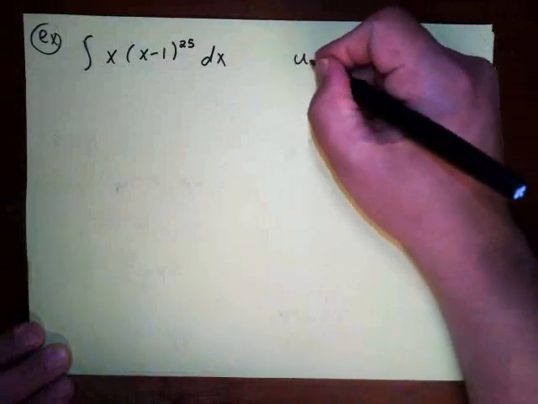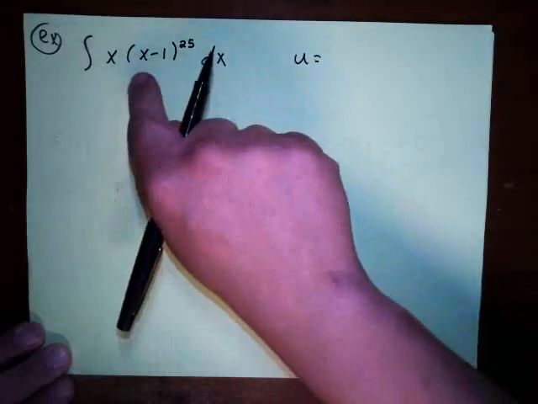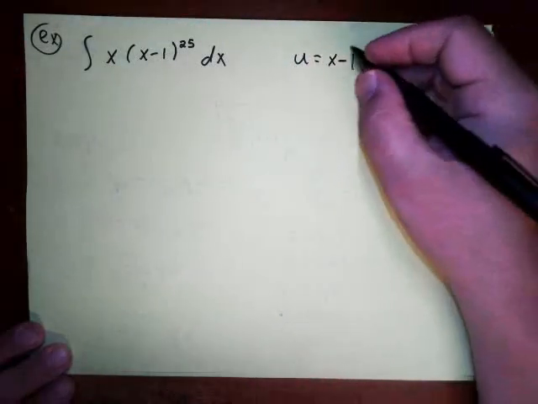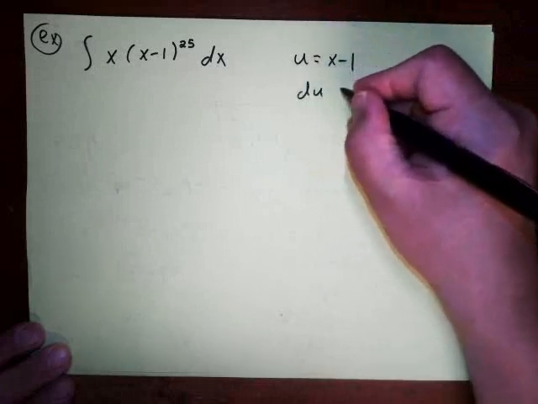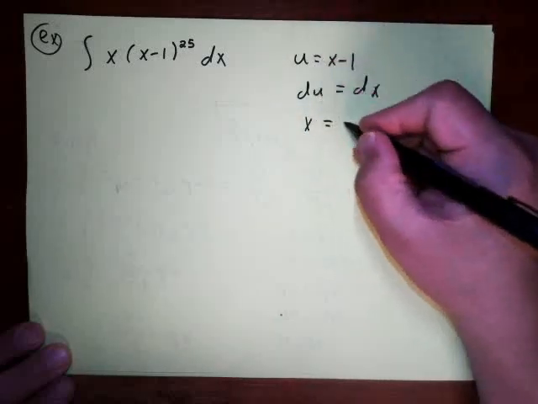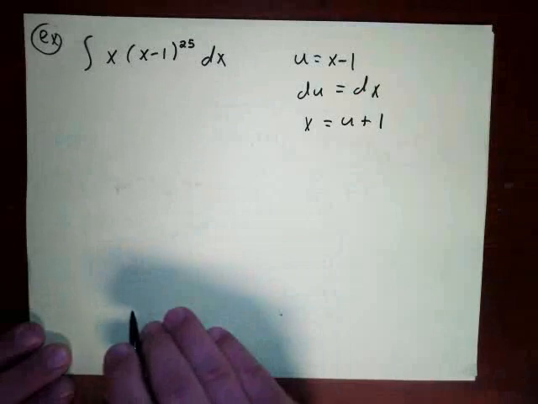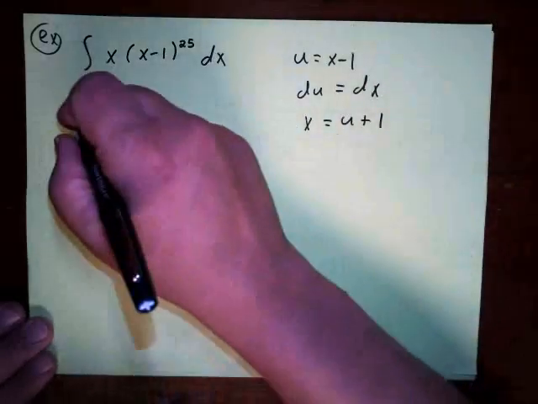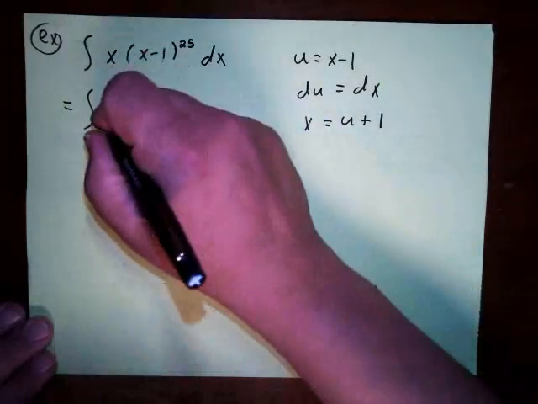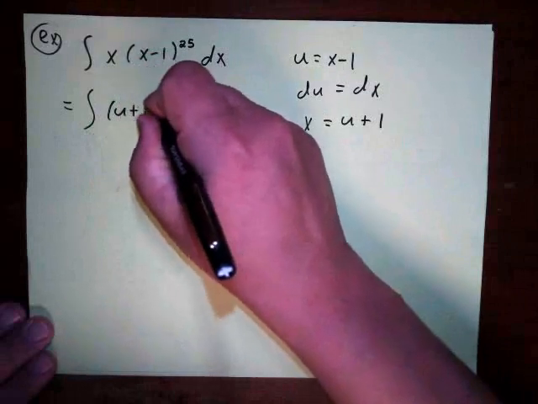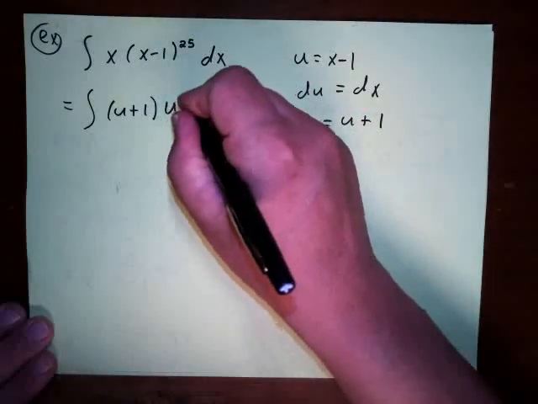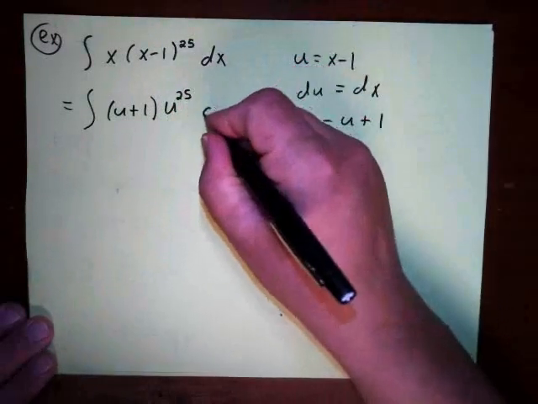So I'm going to use a very similar technique to what I used before. I'm going to let u be x minus 1. Then my du is just equal to dx, and I can solve for x, and that's just u plus 1. Now I can plug everything in and convert this into an integral with respect to u. So the x here is u plus 1, and in for x minus 1, I'm going to put in u, so this would be u to the 25th, and then we have a du.